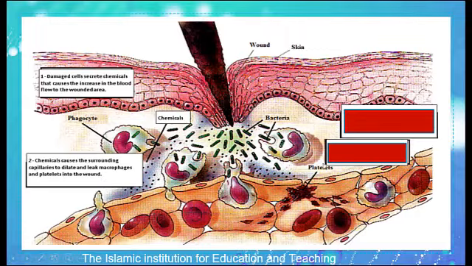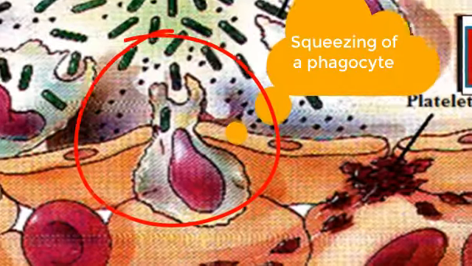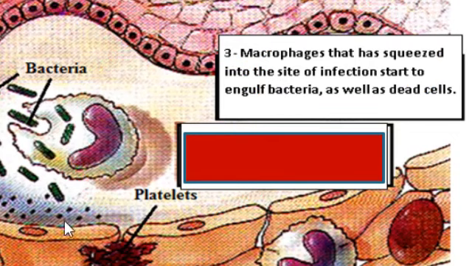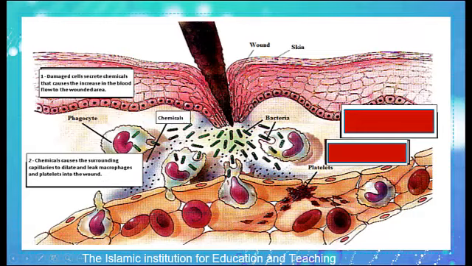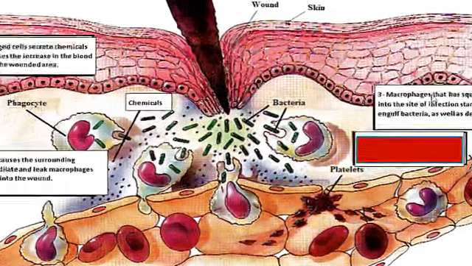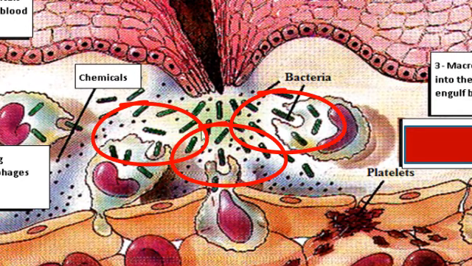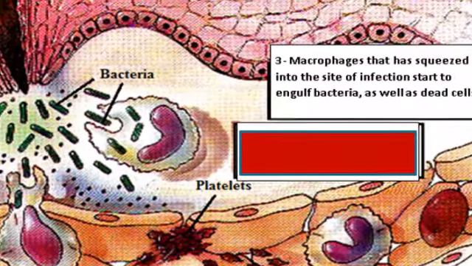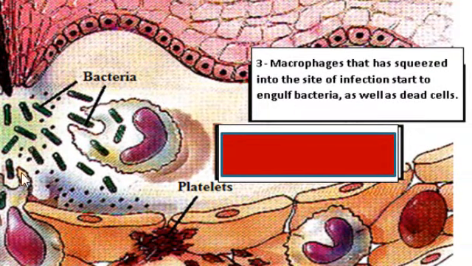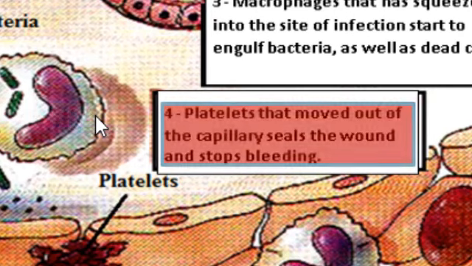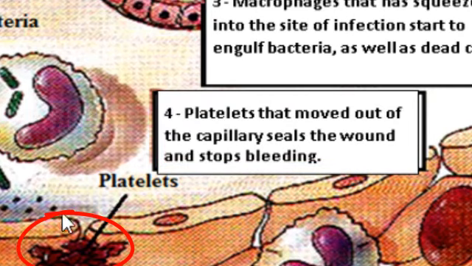Then, the macrophages that have squeezed into the site of infection start to engulf bacteria as well as dead cells, and this is phagocytosis. As shown here, we can see macrophages engulfing some bacteria by phagocytosis. And at last, platelets that moved out of the capillaries seal the wound and stop bleeding.